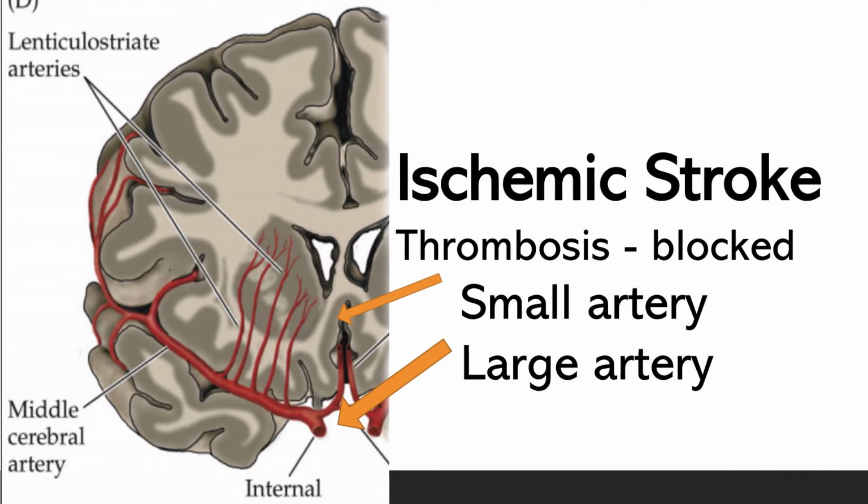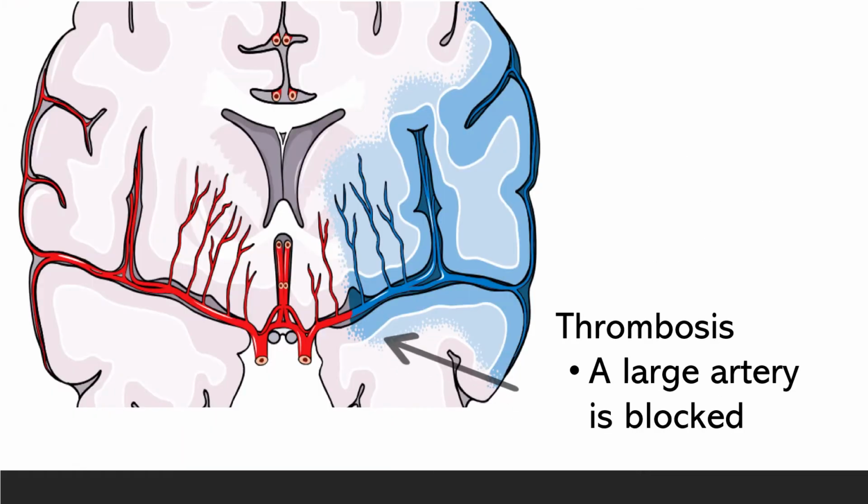Ischemic stroke can be divided into small artery thrombosis and large artery thrombosis. When some of the smaller arteries are blocked, we call it a small artery stroke. And when a larger artery, such as the middle cerebral artery or internal carotid artery, is blocked, then we call it a large artery thrombosis. This is another example of a thrombosis of a large artery. The middle cerebral artery is blocked here.